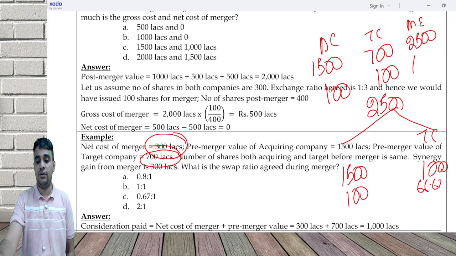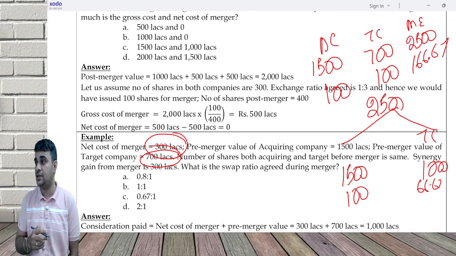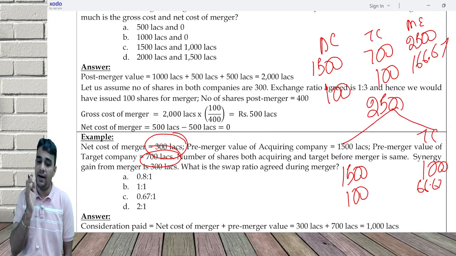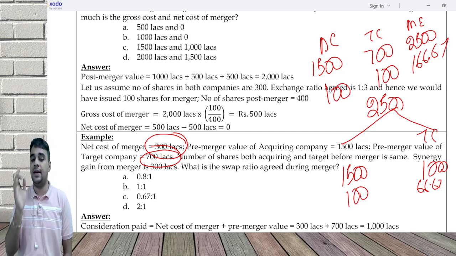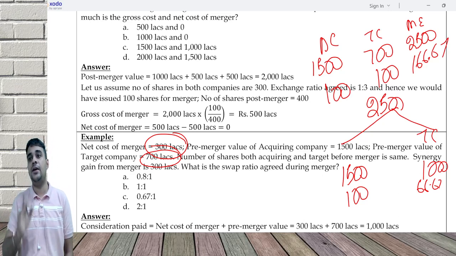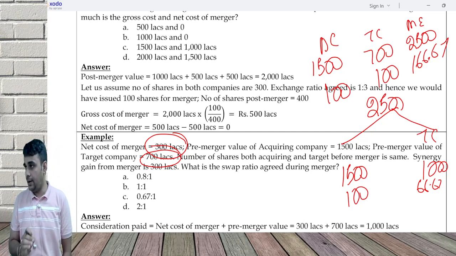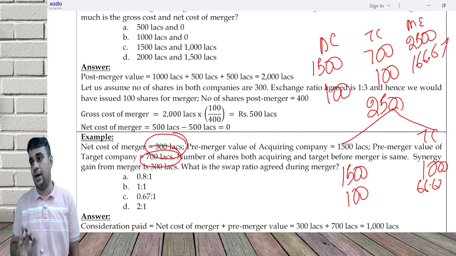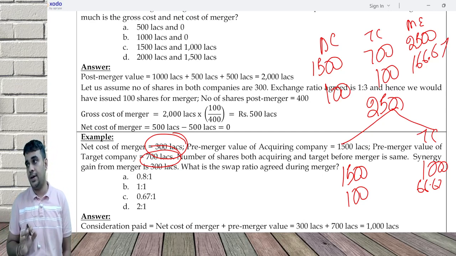In short, your post merger is 166.67. I'll explain again. First company had a value of 1500. Second company had a value of 700. Put together the value is 2500. First company had 100 shares. Post merger, their shareholders will continue to have only 100 shares.